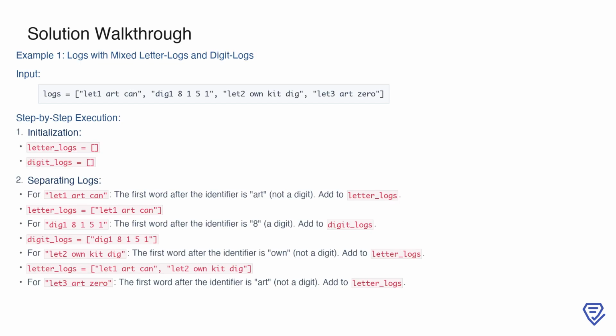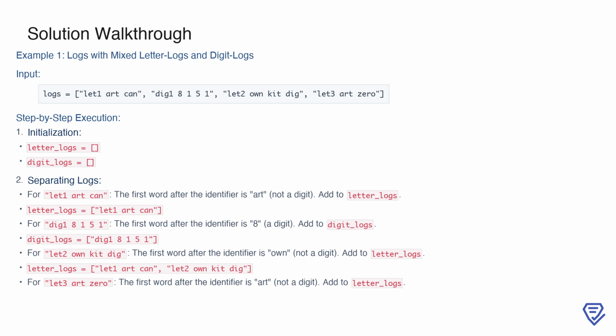Here, we are looking at an example where the input contains a mix of letter logs and digit logs. The logs are initially stored in a list, and our task begins by initializing two separate lists, one for letter logs and another for digit logs. We then iterate through the input logs one by one.